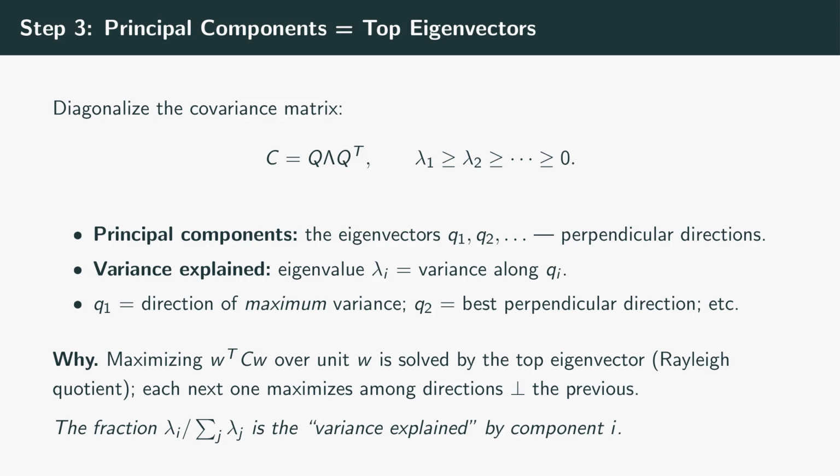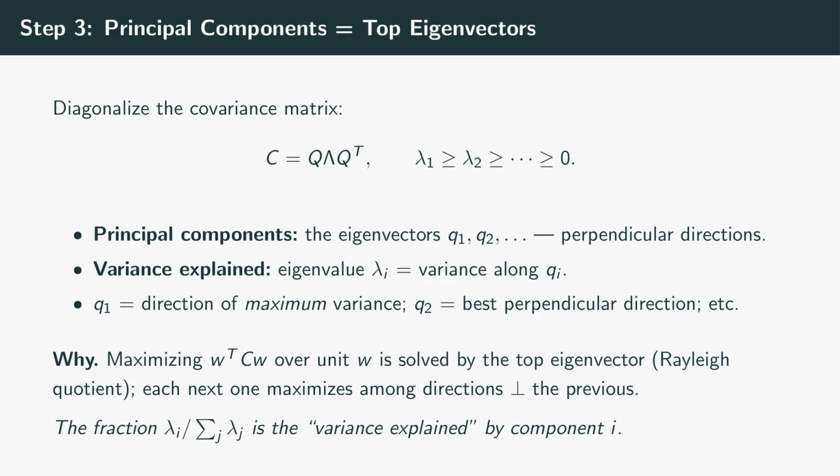Step 3. Apply the spectral theorem to the covariance matrix. Because C is symmetric, we can write it as Q times lambda times Q transpose, with perpendicular unit eigenvectors and real, non-negative eigenvalues, sorted from largest to smallest. These eigenvectors are the principal components. The first one, Q1, points in the direction of maximum variance, the single direction along which the data spreads the most. The second, Q2, is the direction of greatest spread among all directions perpendicular to the first, and so on down the line. Each eigenvalue tells you exactly how much variance lies along its eigenvector.